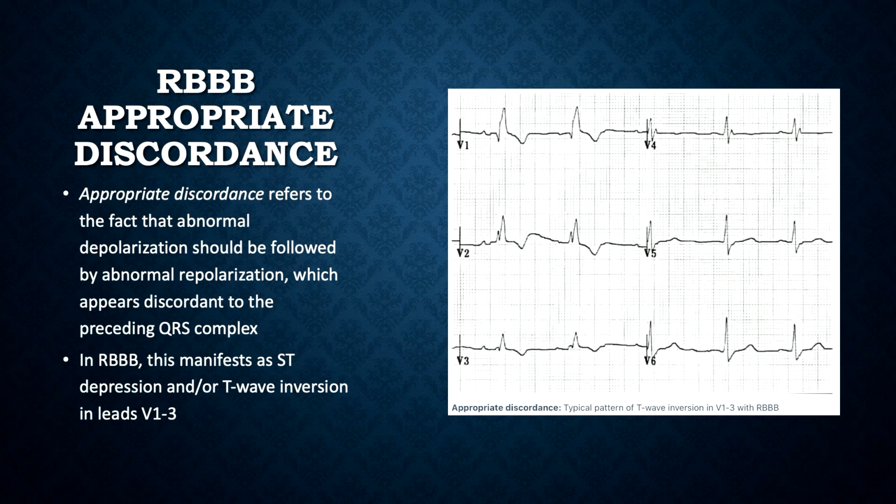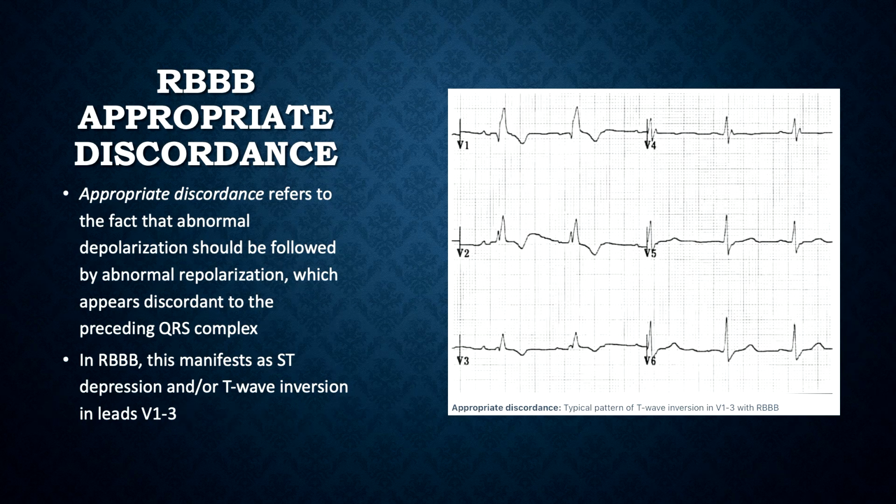Now, again, appropriate discordance. Remember, there are two terms we have: discordance and concordance. Discordance is good in a bundle branch block. Concordance is bad. So your discordance here refers to the fact that in lead V1, that ST segment looks like it's actually a little depressed, especially if you take a look at V2 right after that RSR or your rabbit ears, and that is normal.